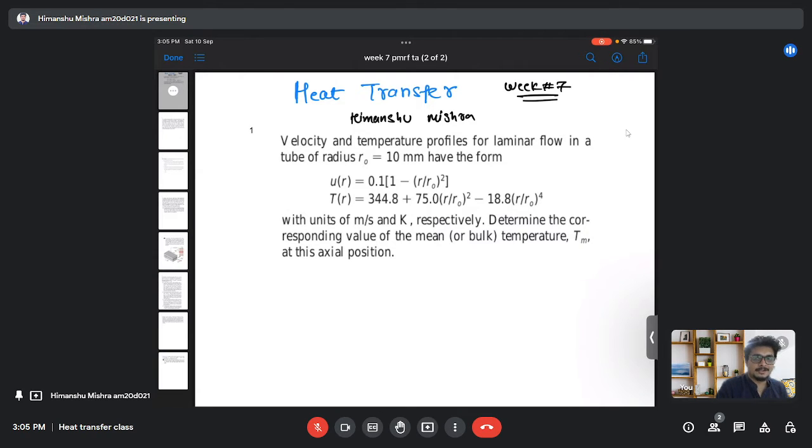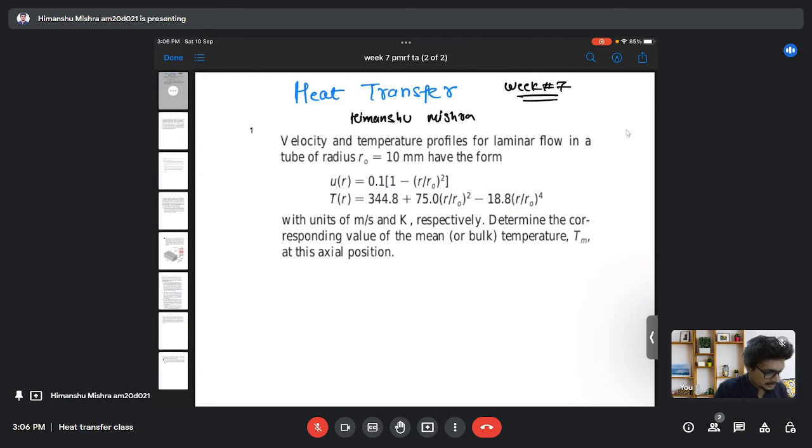We will look at some questions related to the mean velocity and the mean temperature profile. Then we will look at some questions related to fully developed flows as well as entry region flow, where the flow is not fully developed and there is a variation of velocity, temperature, heat transfer coefficient, and pressure in the direction of the flow. So let's start with the first question.